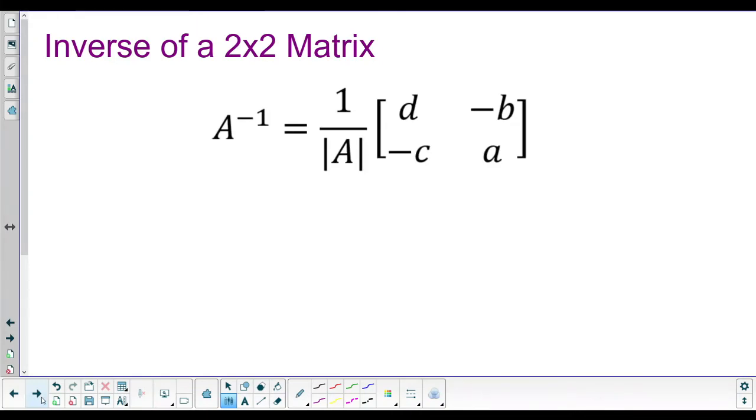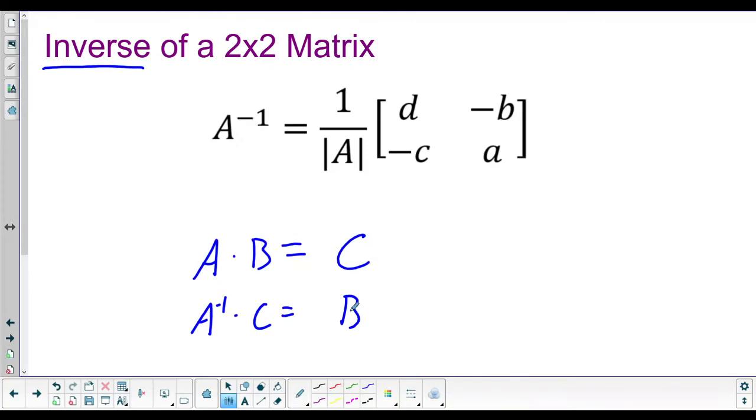All right, so we've talked about multiplying. We've talked about determinants of 2x2s and 3x3s. Now let's find the inverse of a 2x2 matrix. And what we mean by inverse is if I take the matrix A and multiply it to B, I'm going to get some new matrix C. What if I want to undo C and go back to B, though? So if I do the inverse of A times C, it should take me back to B.